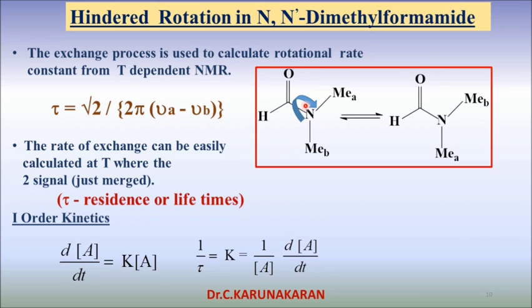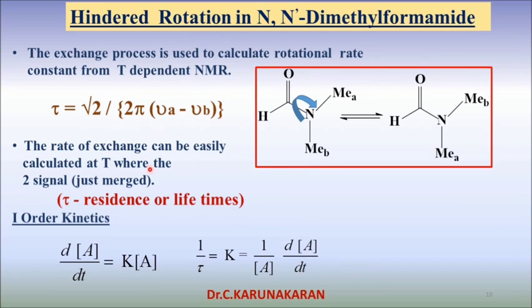As you increase the temperature, the two signals just merge. At that time, tau equals the residence lifetime, the lifetime of methyl proton A in this state, equal to square root of 2 over pi times (nu A minus nu B), where nu A and nu B are the resonance frequencies of the two methyl protons.